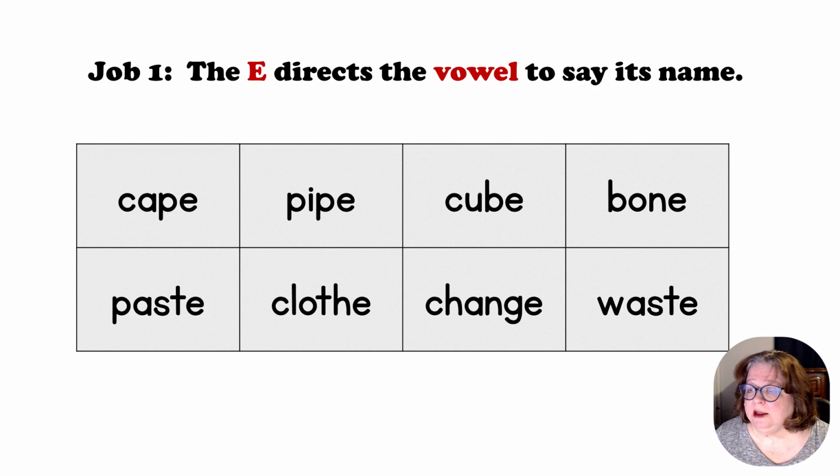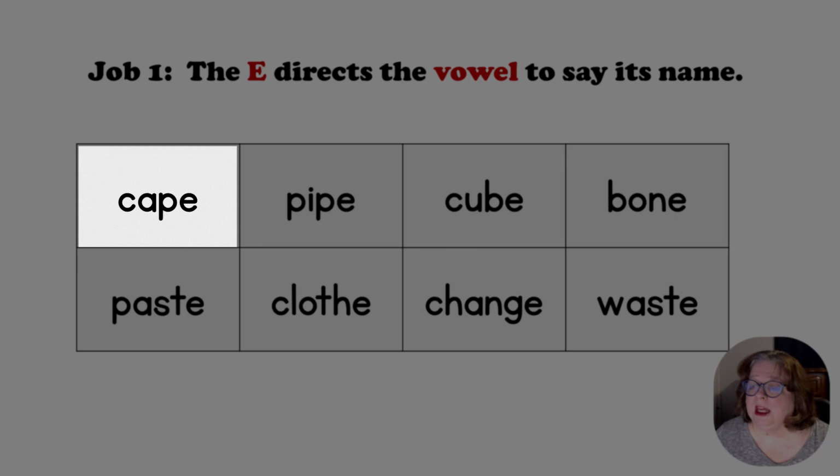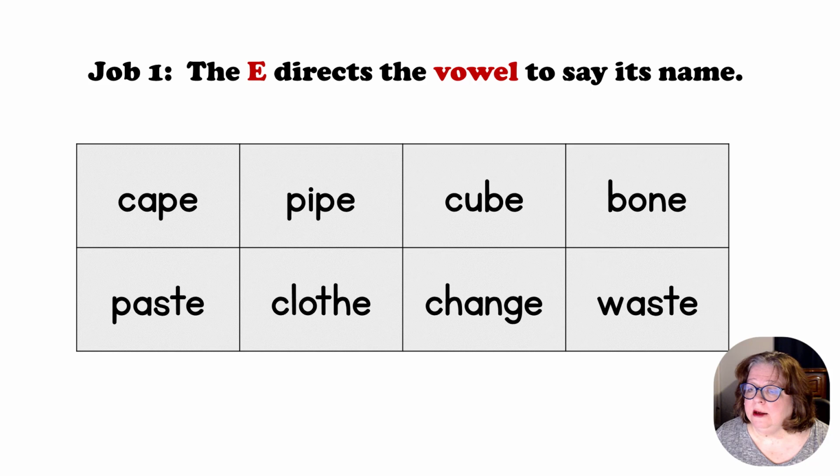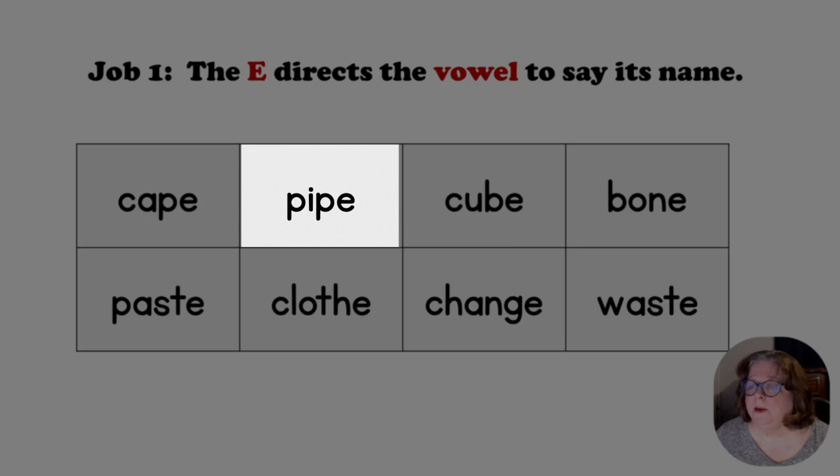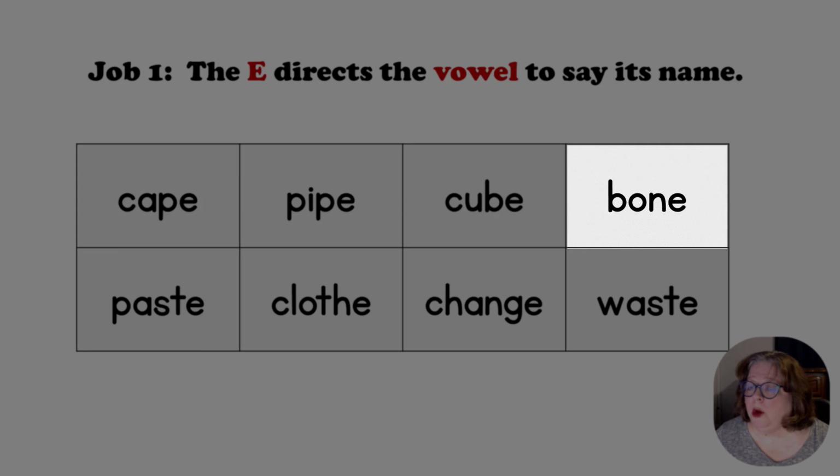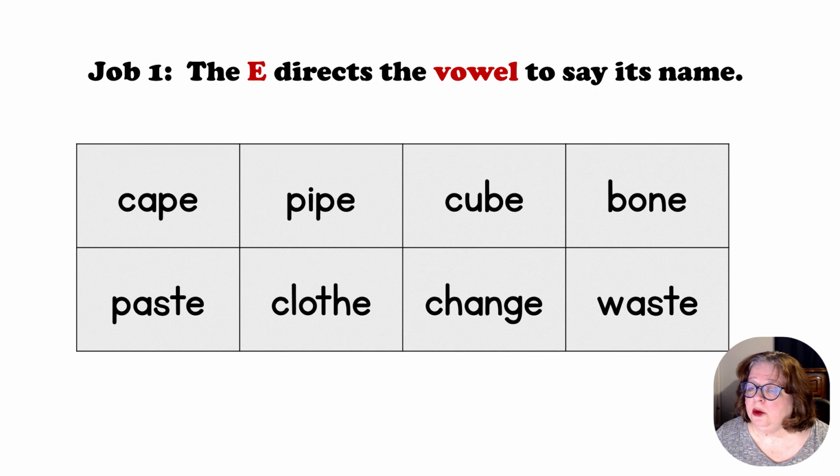Notice that each of these end in an E. Sometimes there's one consonant between the vowel and the final E, and sometimes there's 2. Let's sound these out. We would notice that there's an E, so we tell ourselves, okay, the vowel says its name, so ape, cape. Notice that there's a silent E. We see that there's an I, so this word is going to have the I sound. Pipe, cube, bone.